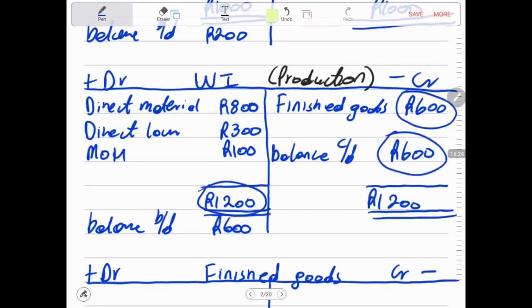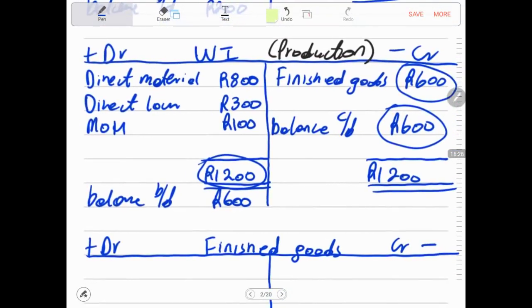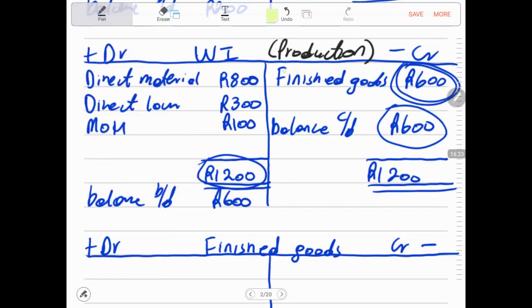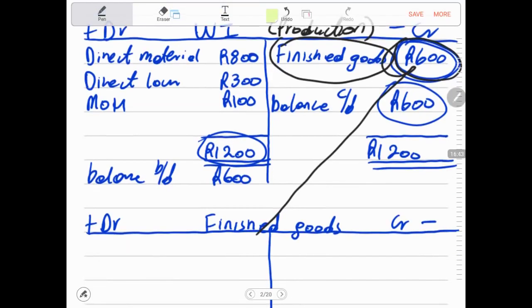Therefore now 600 became work in process. And the minute this is finished, if you can see that the contra entry is finished goods, meaning our finished goods increased by the value of the goods of 600 that were finished. Therefore now our finished goods ledger account must increase by an amount of 600 rands.